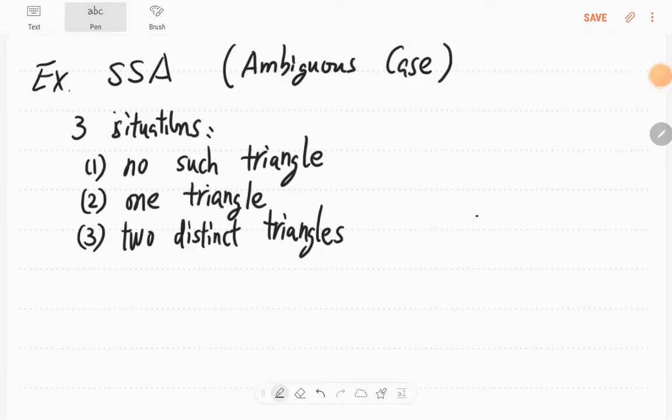For this case, side A, SSA. So we know two sides and one angle, and this angle is not between the two sides. Then we may have three situations. One is there is no such triangle, it does not exist. Two, only one triangle satisfies what we already know. And three, there are two distinct triangles that satisfy these three SSA.